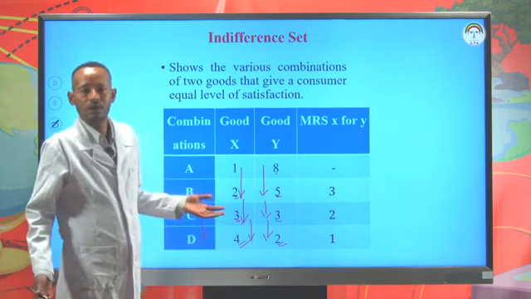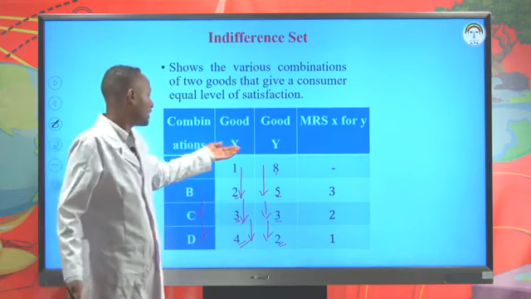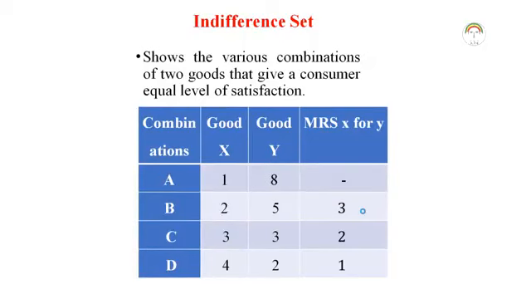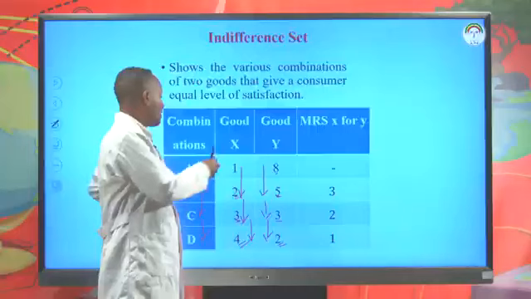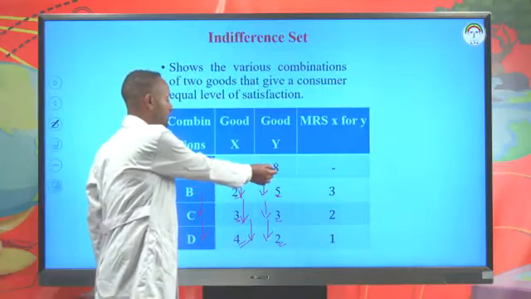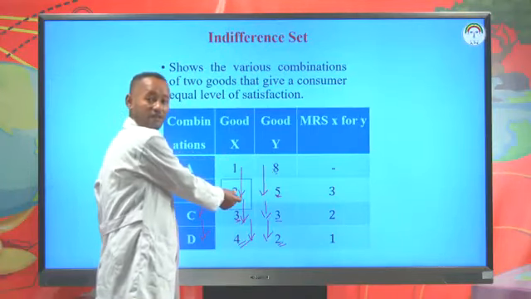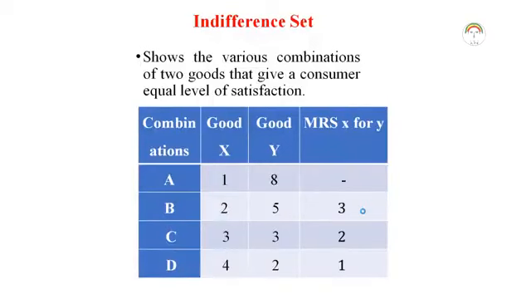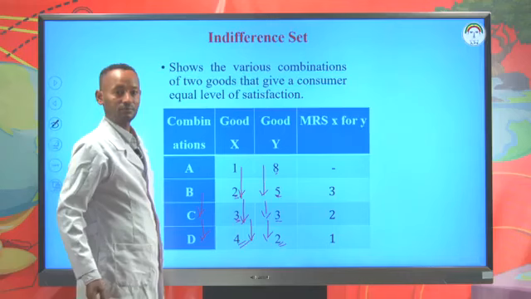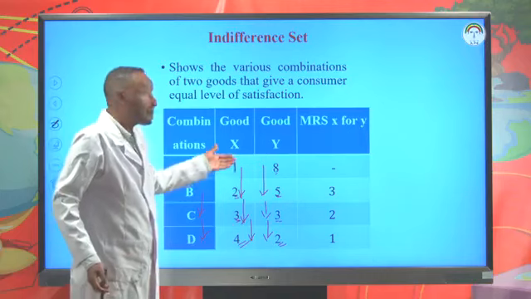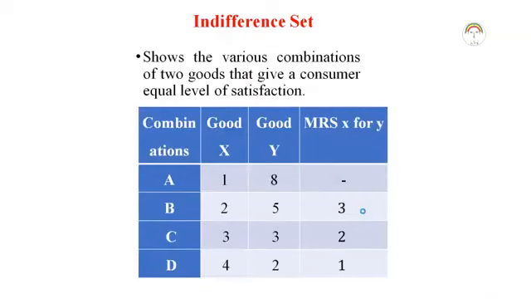For example, let's take this X as orange and this Y as banana. This indicates that the satisfaction that we get from 1 orange and 8 banana is equal to the satisfaction that we get from 2 orange and 5 banana. Because as we increased consumption of orange, we are declining consumption of banana.